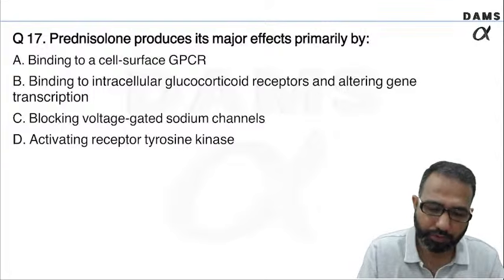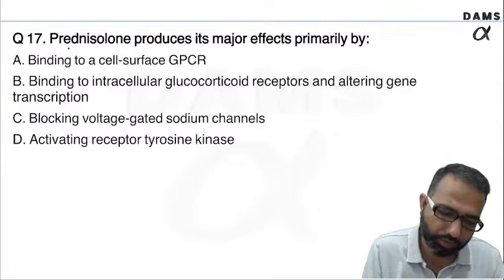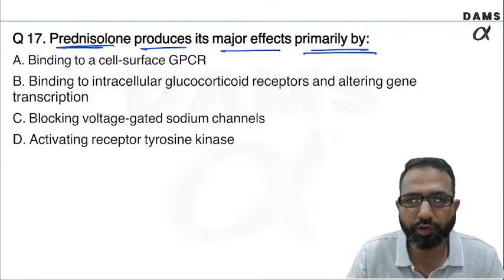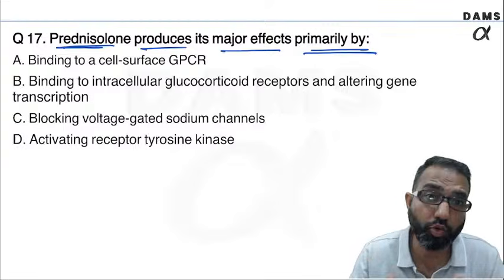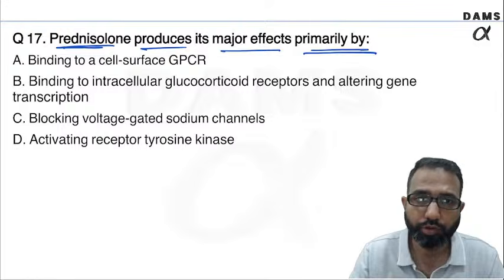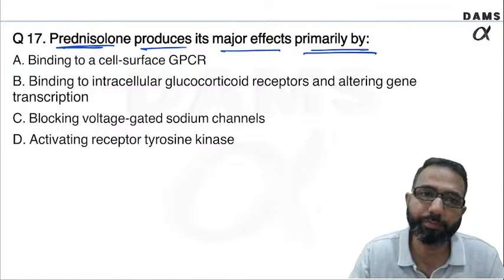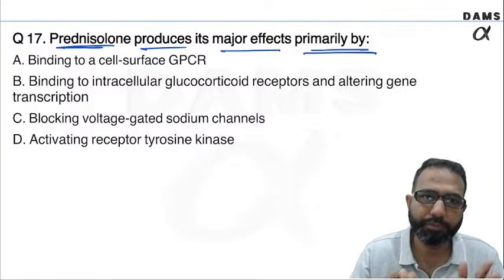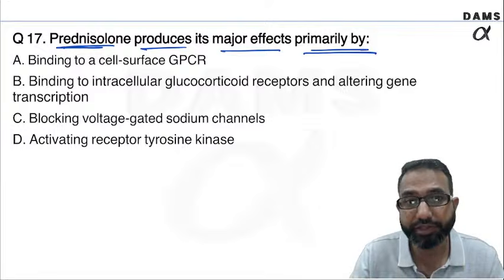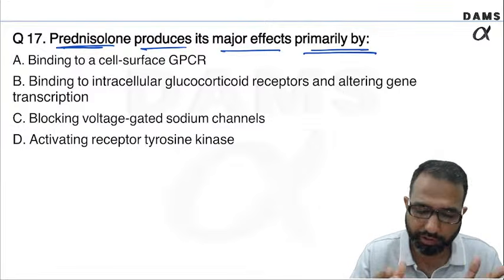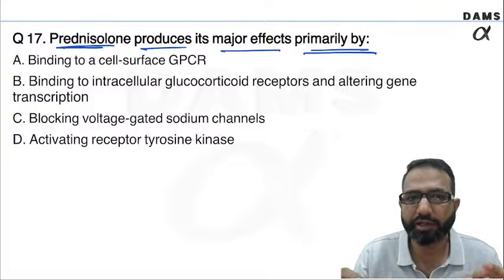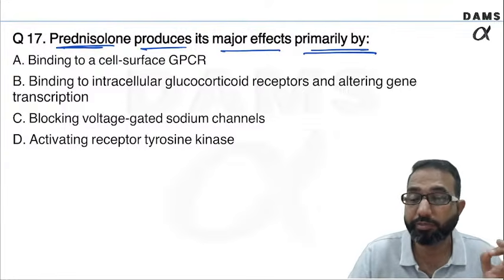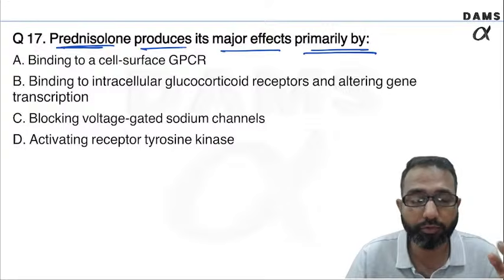Okay. Let's see the next question. Prednisolone produces its major effect primarily by what? Prednisolone is one of the steroids. It is used as a corticosteroid, glucocorticoid. So what is its major effect primarily by which mechanism? Binding to a cell surface GPCR pathway? Binding to the intracellular glucocorticoid receptor and altering gene transcription? Blocking the voltage-gated sodium channel or activating the receptor tyrosine kinase? I told you mechanism is very important in pharmacology. First thing is mechanism, second is adverse effect. These two are the favorite questions.